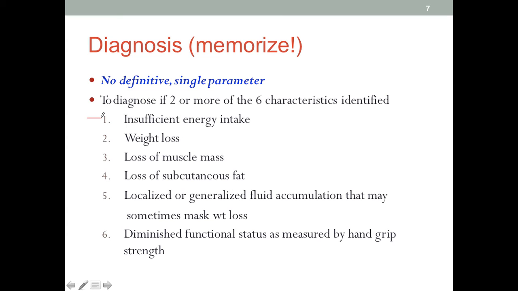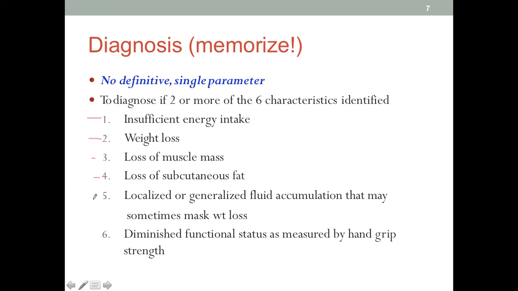The next is weight loss, which could be unintended weight loss or a dramatic weight loss within a short period of time. Going with weight loss, there could be the loss of lean mass and subcutaneous fat, both of which can contribute to the weight loss. This makes sense because a long-term indicator of energy balance is body weight.